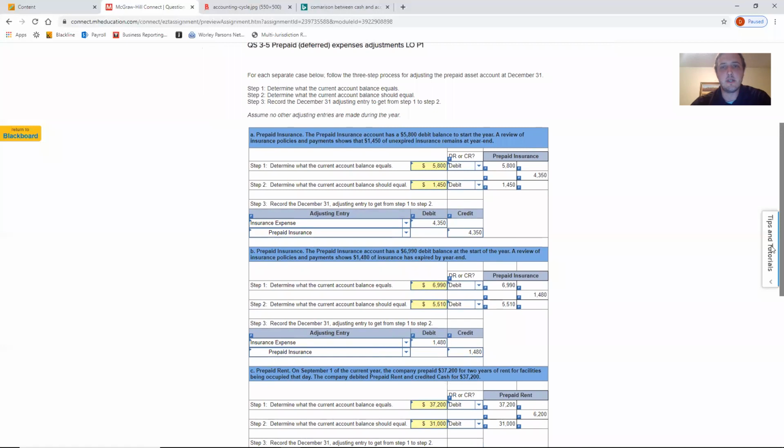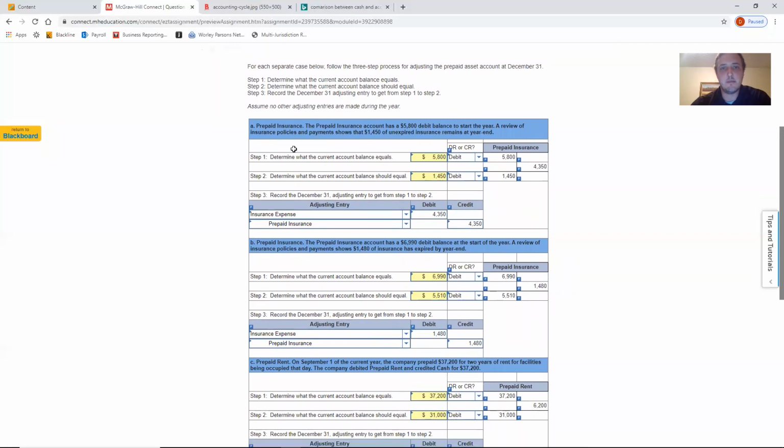All right, so again, we're just going to walk through that same. So the text tells you that the beginning balance is 5,800. That's the beginning of the prepay. That's a debit. It tells you that we ended with 1450 is what we need to have. That's also going to be a debit at the end. So how do we get from a debit of 5,800 to a debit of 1450? We credit 4350. So there's your debit and credit amounts. We need to increase the expense, decrease the prepaid.